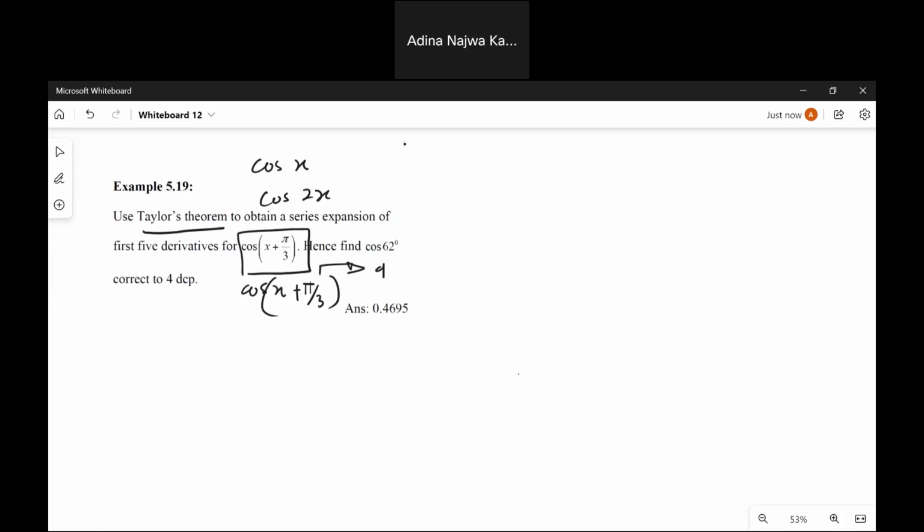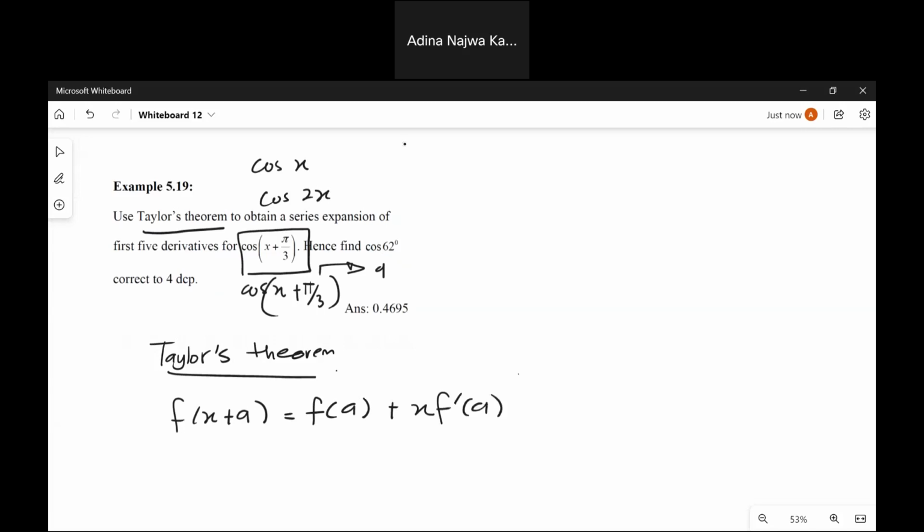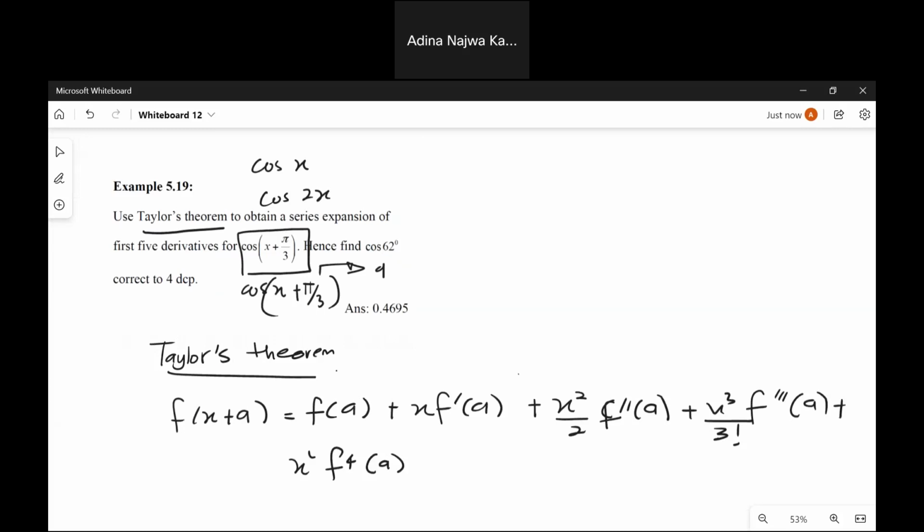If you refer to the Taylor series definition, Taylor's theorem, we have this formula, right? So f of x plus a is equal to fa plus x times the first derivative, plus x squared times the second derivative, plus x cubed over 3 factorial times the third derivative, plus the fourth derivative with x to the power 4 over 4 factorial, and plus dot dot dot.